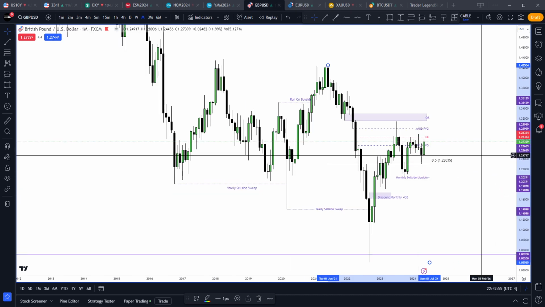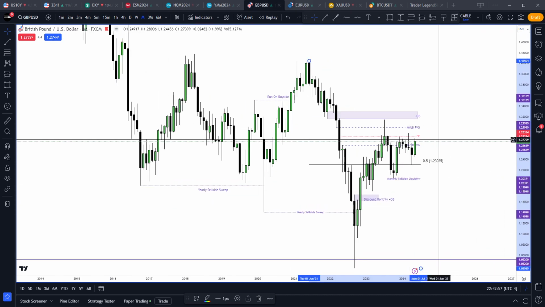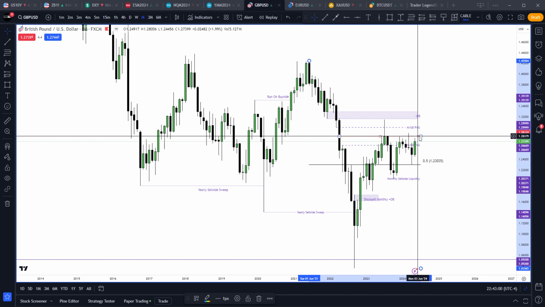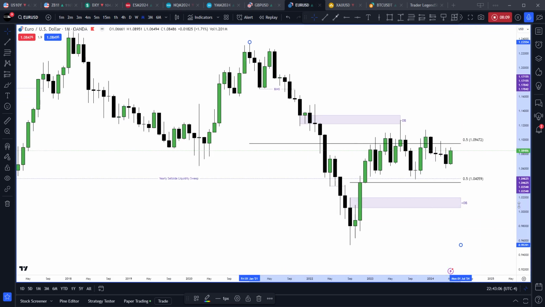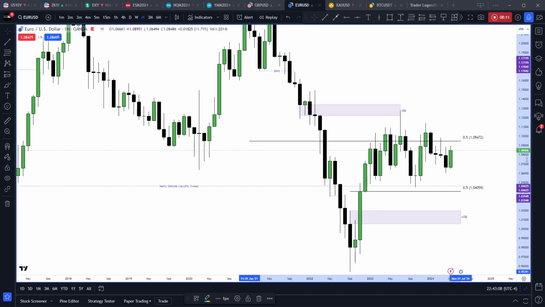GBPUSD is more inclined to continue to trade to the upside, attacking consequent encroachment and the upper fair value gap, whilst Euro, even though being in a discount, is more inclined to attack equilibrium, which is located at 1.09472.